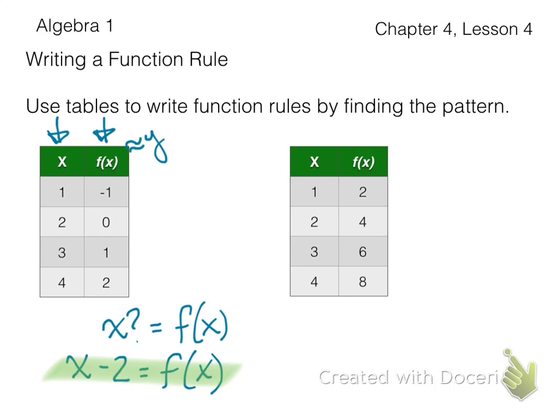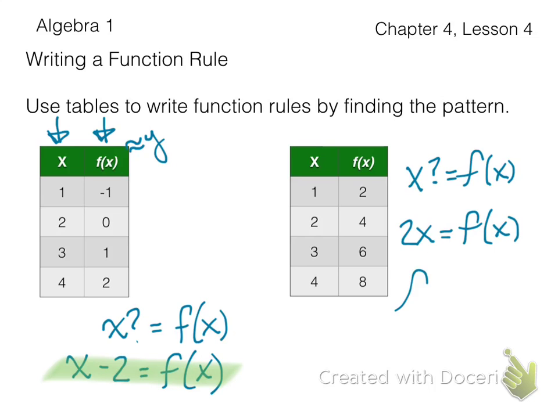This one, just an example, what do I need to do to x to get f of x? Well, 1 to 2, 2 to 4, 3 to 6, 4 to 8. Well, that would be 2 times x is equal to f of x. All right, or basically f of x is equal to 2x. I guess the f of x could come first. Okay, all right, so that's basing it off of a table and trying to find the pattern.